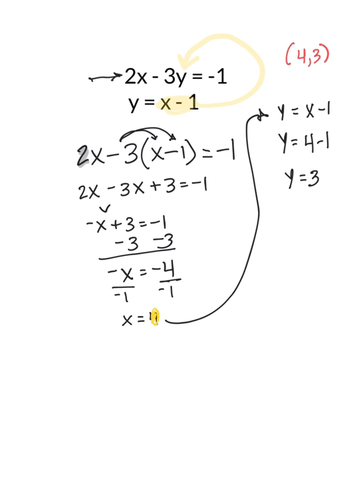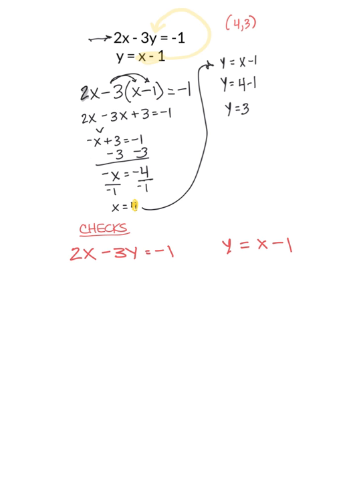So imagine if we were to graph both of these equations, those two lines would cross at that location, at (4, 3). That's why we call it our solution. It's the one point that both of these lines have in common. But to make sure that we did it correctly, we have to do the check. And we have to do the check twice, because we have to make sure that the point is on both lines, not just one line.